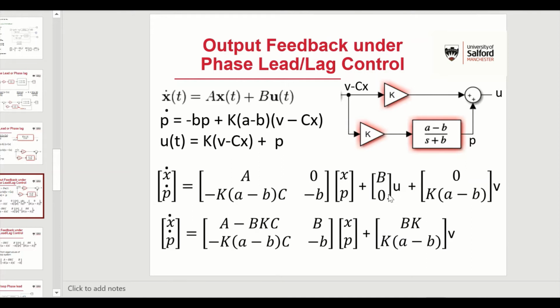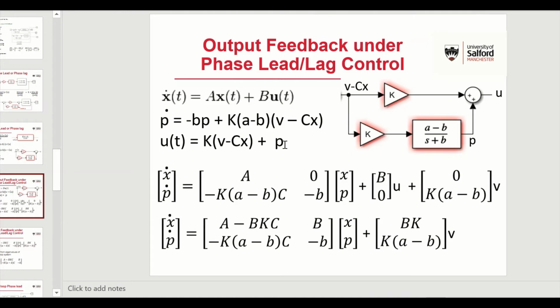No u's, and k a minus b times v. That's the k a minus b times v, that's that term there. So that then gives us, we now put u equal to k v minus c x plus p.